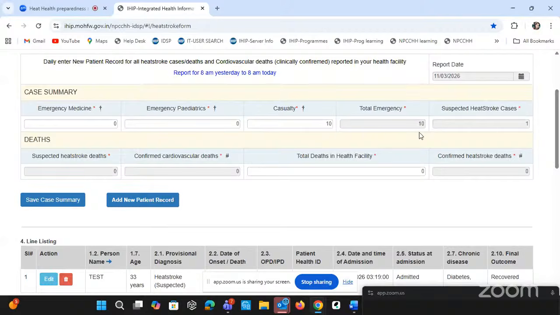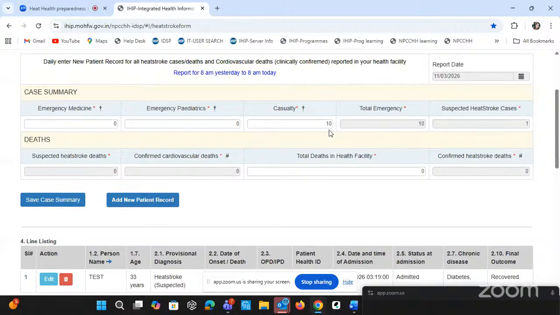Heat stroke cases or deaths can be zero, but there is a possibility that there is cardiovascular death or other reasons of death which can be entered over here. So in addition to heat stroke, the data also captures emergency visits and all-cause deaths. This is important because sometimes heat stroke may not be very apparent and it will be reflected if your emergency visits are increasing or if your all-cause death is increasing. So this is again a request. We are seeing a lot of data quality issues where casualty is zero, cardiovascular is zero, and death in a facility is zero for the entire state, which is not possible.